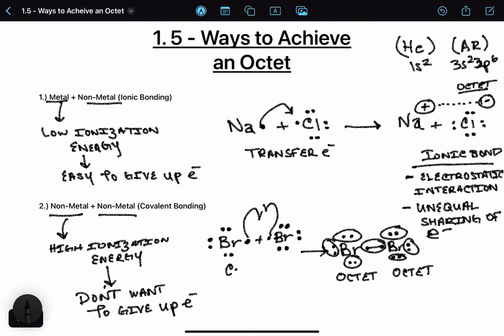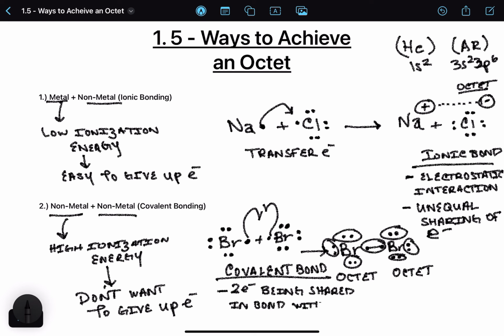And so if we look at a covalent bond, what that is, it is 2 electrons being shared within a bond. It's with each atom. So each atom will get essentially counted towards 2, or 2 counted towards it when counting their valence electrons.